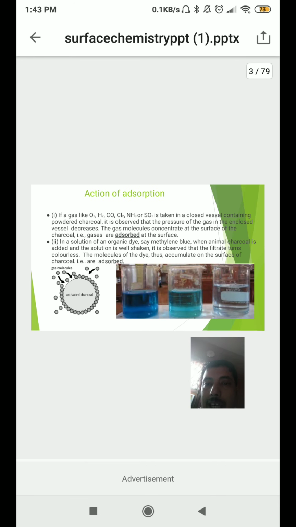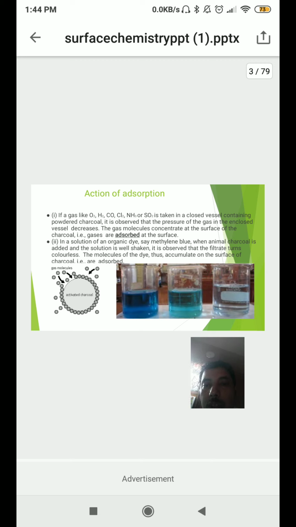Now in this slide I have described the action of adsorption. Let's discuss a few gas molecules like oxygen, hydrogen, carbon monoxide, chlorine, ammonia and sulfur dioxide. When we take these in a closed vessel containing powdered charcoal, it is observed that the pressure of the gas in the enclosed vessel decreases, because the gas molecules in the closed vessel get adsorbed on the surface of the charcoal. So the gas molecules concentrate at the surface of the charcoal.